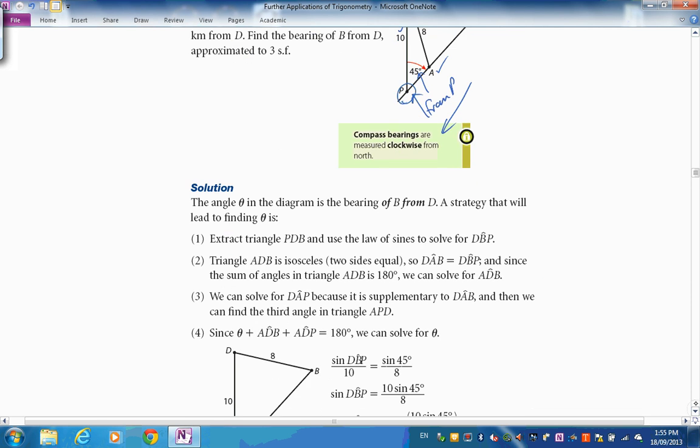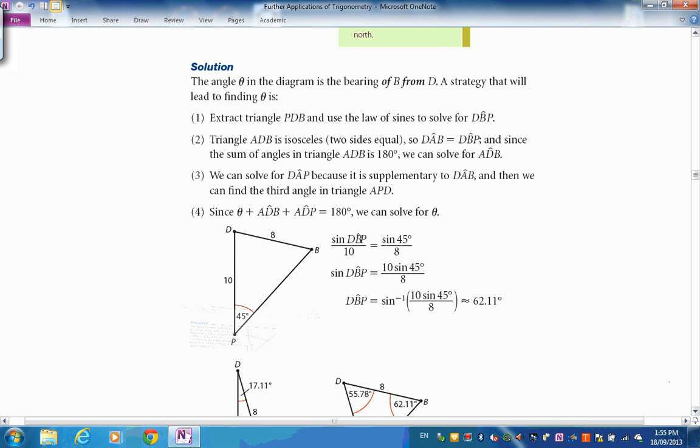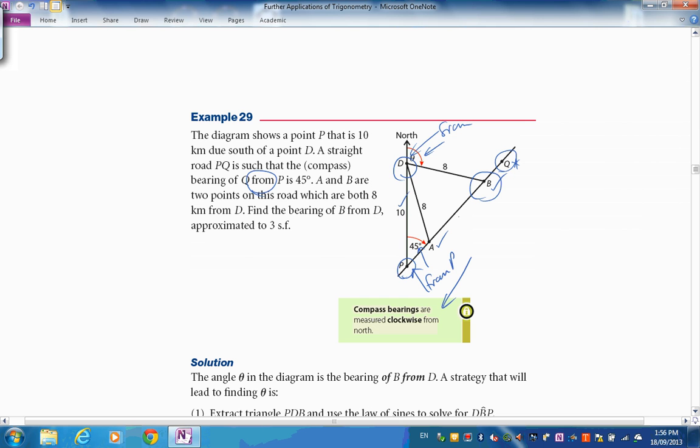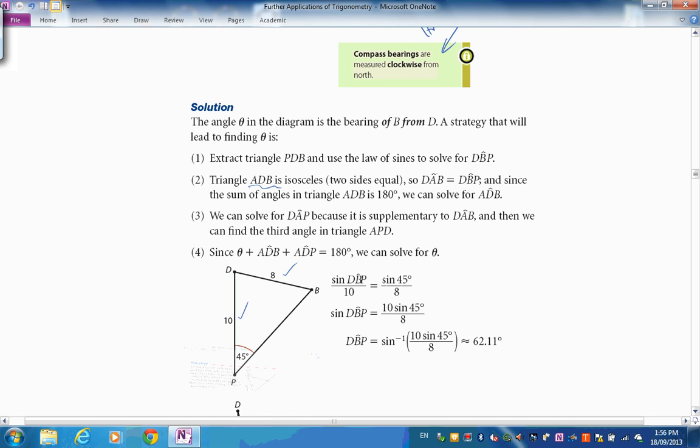Let's take the triangle out and see if we can solve for it. The triangle that we know is 10, and this is 8. Now, why is that? Triangle ADB is isosceles. Let's look back up at that. Why is that the case? Can you see that? They're both 8 kilometres from D. It says so there, I should have underlined that. So both 8 kilometres from D, so that's isosceles. That's going to help us, because we're going to be able to say that the 2 base angles are equal, and the sum of angles is 180, so we can solve for angle ADB.